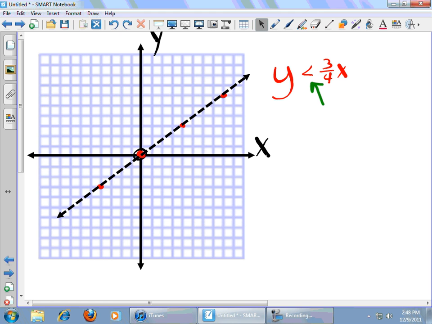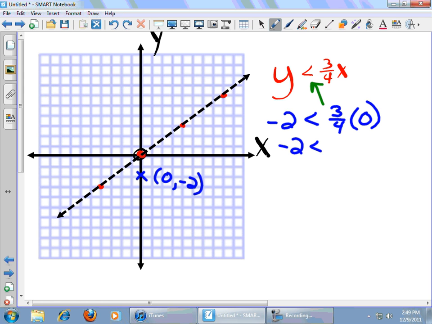Okay. Now, I have to decide where to shade. In this case, I cannot pick the origin. I'll pick another easy point to use. For example, I like to make x 0. Why? Because I'll do 3/4 times 0. So I'm going to pick the point, say, 0, -2. Right there. I'll plug in -2 for y. I'll plug in 0 for x. I'll simplify the right-hand side and get -2 is less than 0.